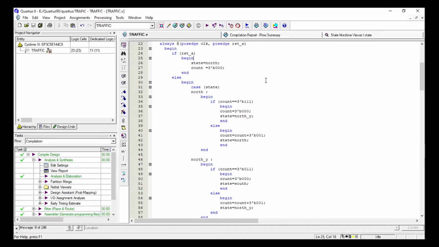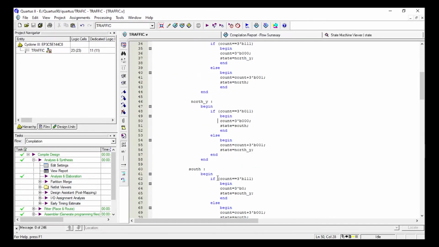When the reset signal is 1, the counter starts from the north state, and whenever the reset signal is 0, the counter begins to start from 000, and the state changes when the count for the north state goes from 0 to 7. This count plus 001 indicates that the counter starts from 000 and goes to 007 to give the 8-second delay for the north state.